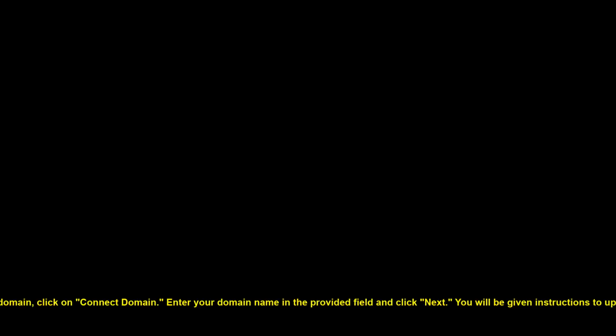To connect a domain, click on the Settings tab located in the left sidebar. Select Domains from the Settings menu. Here, you can choose to buy a new domain or connect an existing one. To connect an existing domain, click on Connect Domain. Enter your domain name in the provided field and click Next.